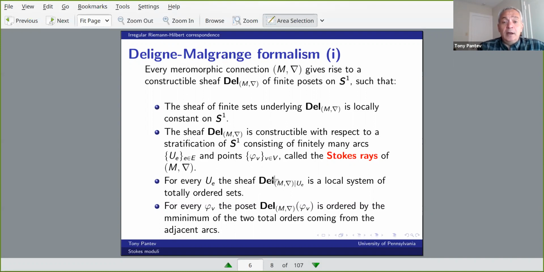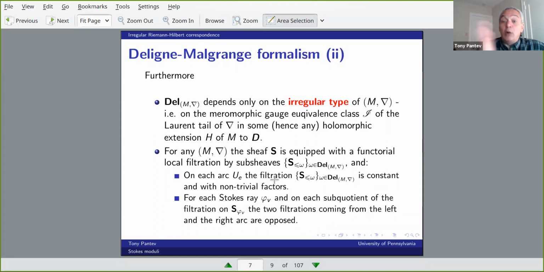And then there is another datum that you get now on the solutions, on the flat sections. Tony, yeah. Do I understand correctly that the simplest example is that at this special point there are two points which are incomparable, and they become ordered in one direction when you move to one arc, and oppositely ordered on the other arc, right? Mm-hmm. Yeah, let me finish.